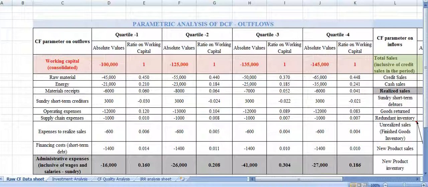We're going to start our analysis for DCF or discounted cash flow method.